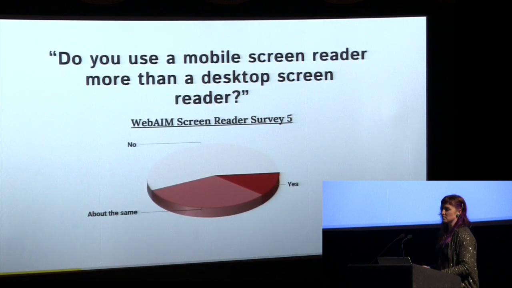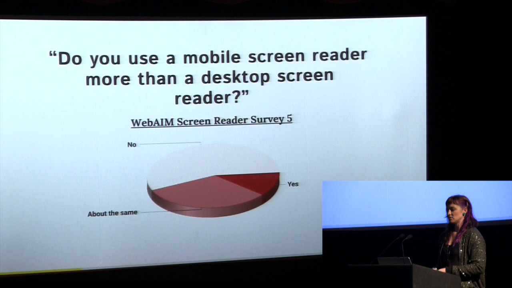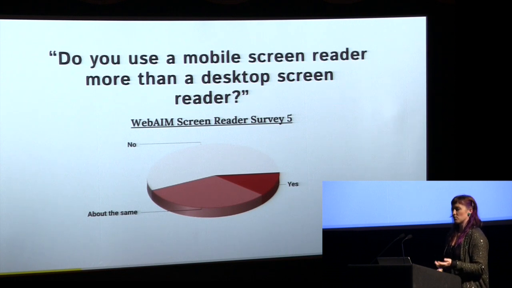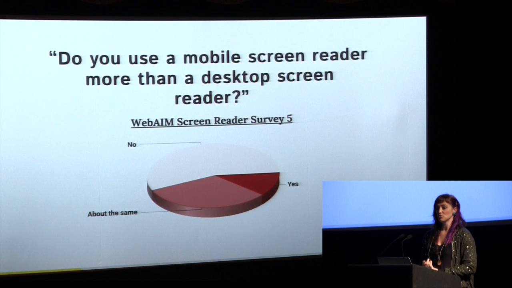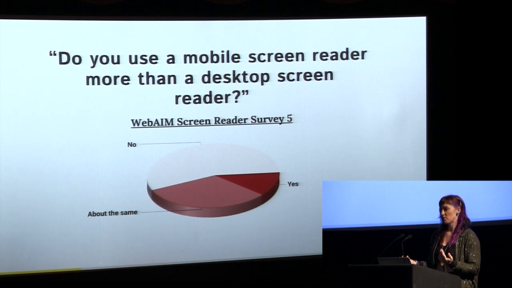But within the accessibility space, there is a question in the screen reader survey, the last version, it actually didn't reappear in version 6, but the question was, do you use a mobile screen reader more than a desktop screen reader? A lot of people answered no, and this is a couple years old, so I'd be curious to know why they didn't bring this question back. But a number of people said, yes, they do use a mobile screen reader more than a desktop screen reader. And then a number of people said that they use both, about the same. So if you combine the yeses and the about the sames, that's just under half of the people who reported this saying that they actually use mobile screen readers. And if you didn't know, yes, mobile screen readers are a thing.